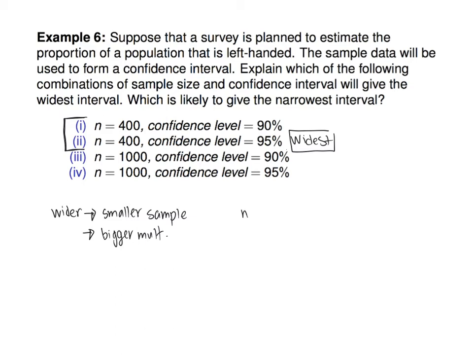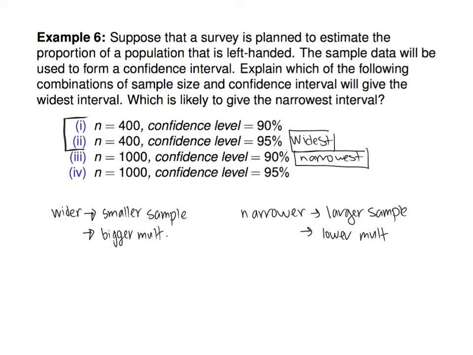Okay, things that make it narrower. That would be a larger sample. And also a lower multiplier, which is a lower confidence level, which means that this guy is going to be the narrowest. Less certainty means you can have a sort of smaller target.